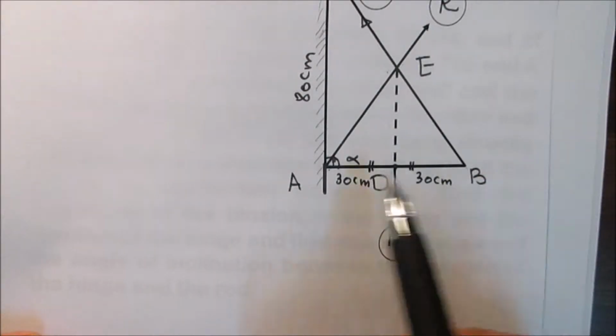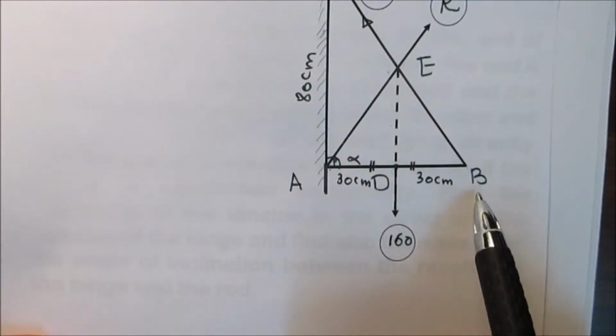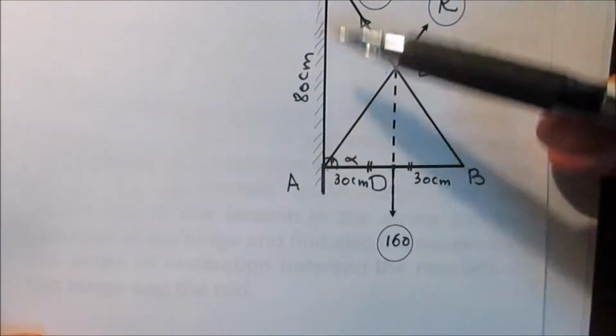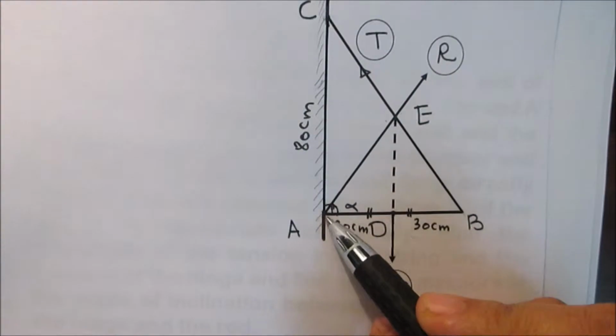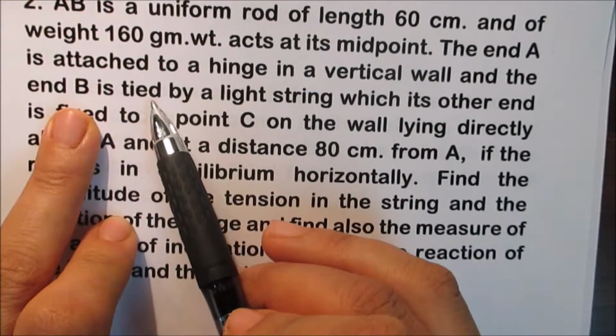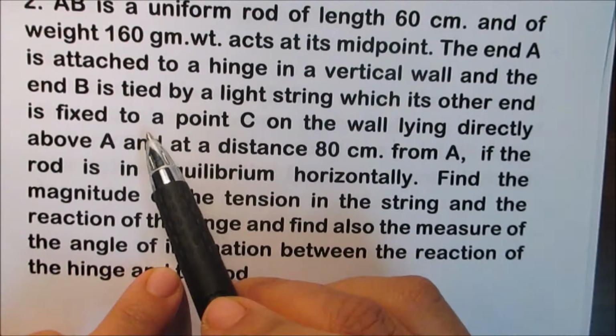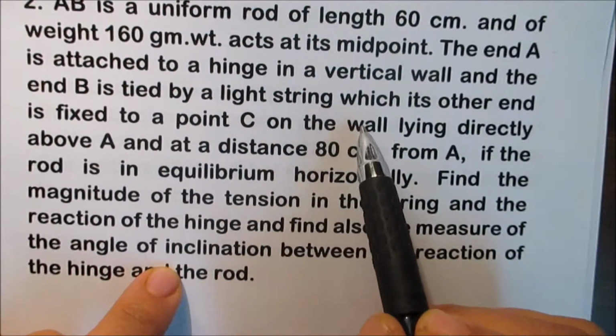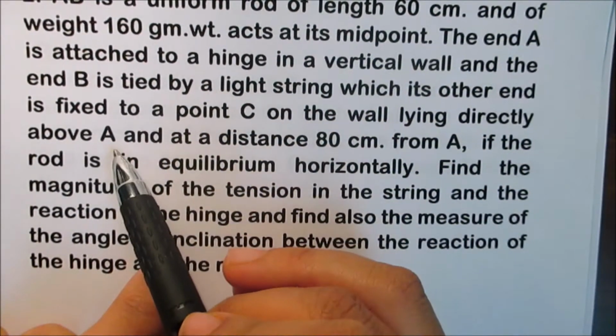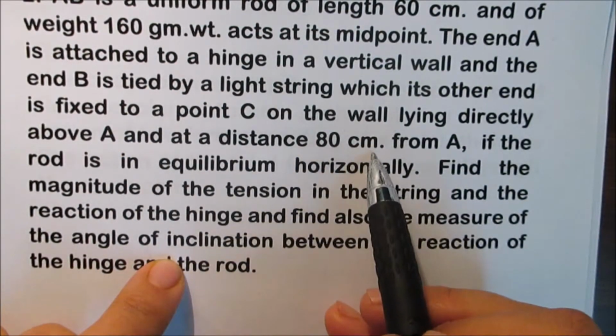So here we have a rod AB of length 60 centimeter. It's attached to a vertical wall by a hinge. The end B of the rod is tied by a light string. The other end of the string is fixed to a point C on the wall, lying directly above A and at a distance 80 cm from A.